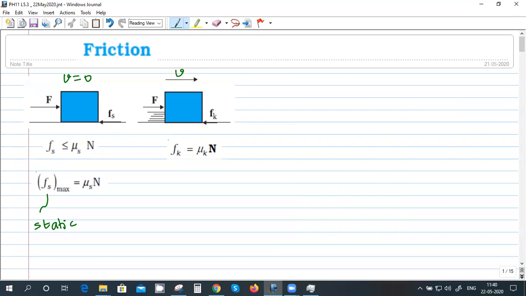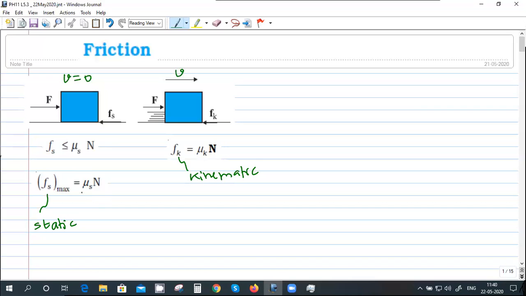What is meant by static? Static means rest, not moving. And K is what? Kinetic. Okay. So in the left, the maximum value of the friction force is mu s into N. So it's a variable friction force.